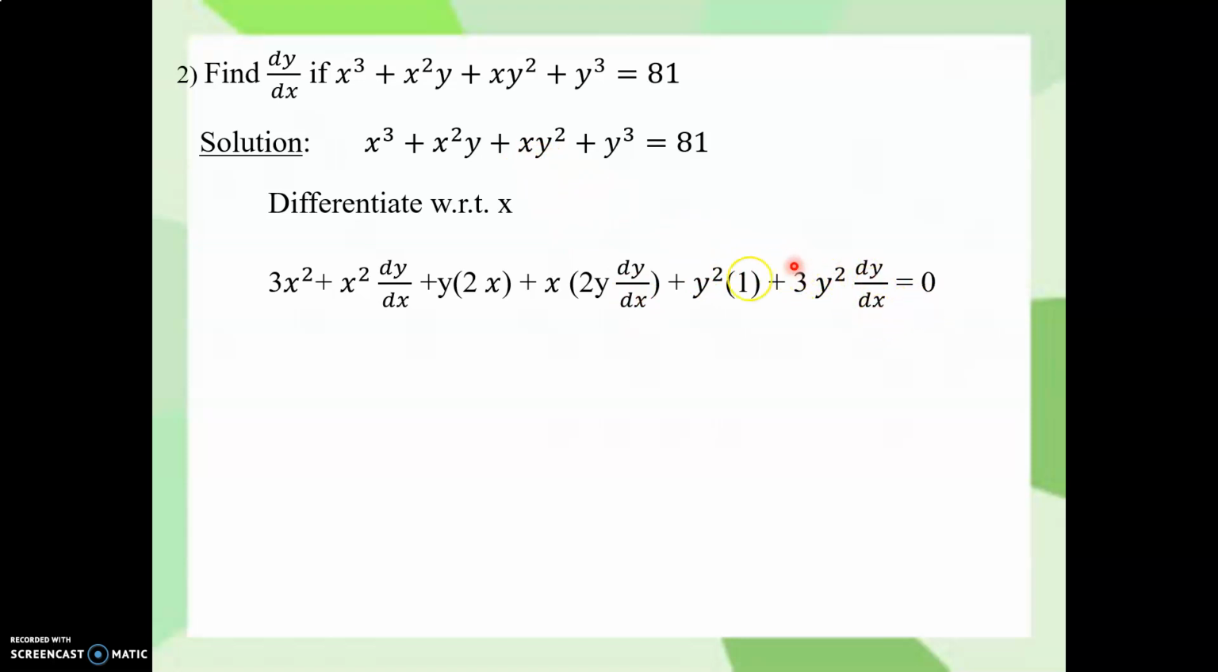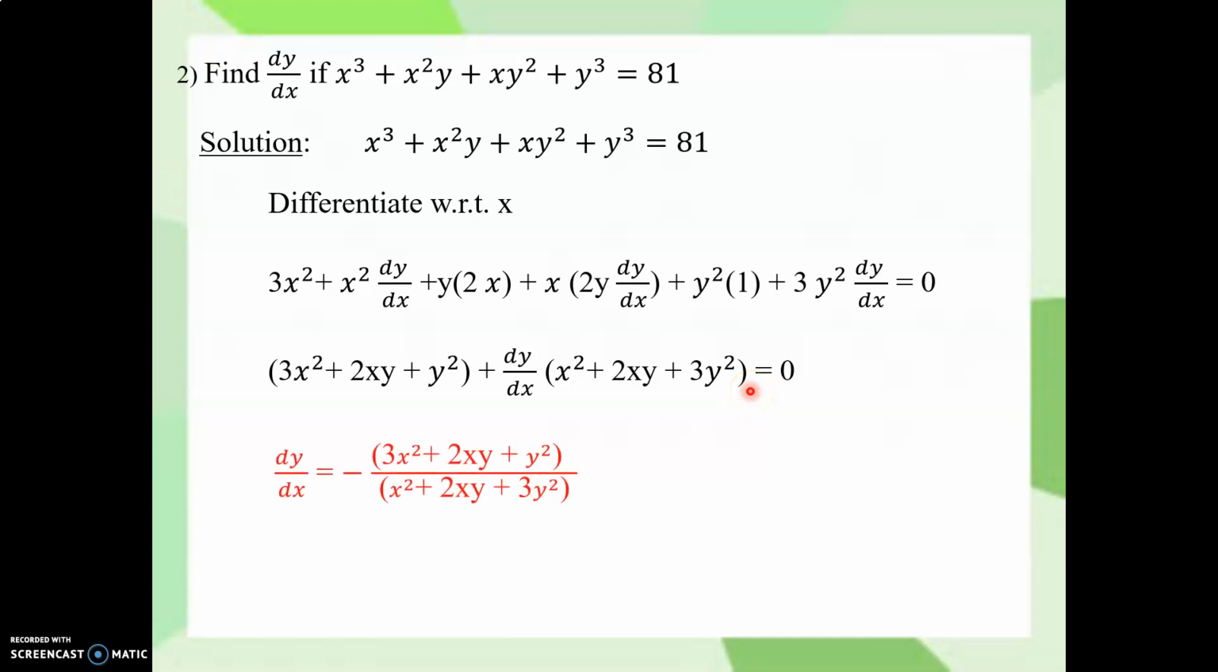So whenever the y term is coming, you have to take dy upon dx also together. Now we'll keep the derivative terms together and the terms without derivative together. So in the next step we are combining 3x square plus 2xy plus y square plus derivative dy upon dx I have taken out. So remaining terms in the x square plus 2xy plus 3y square equal to 0.